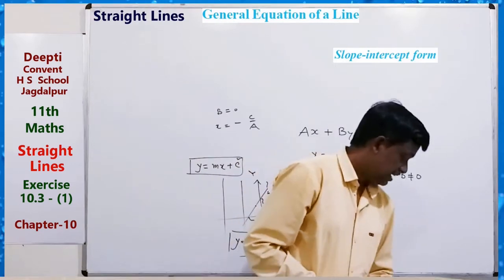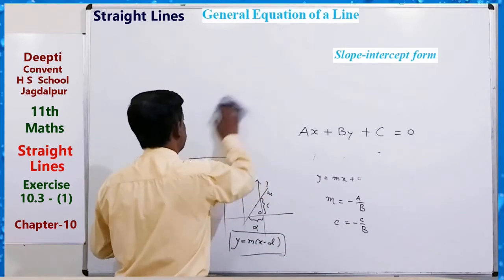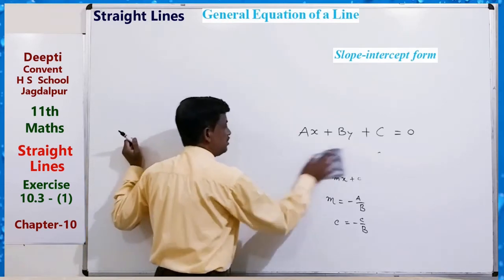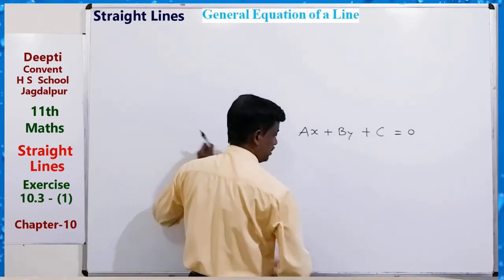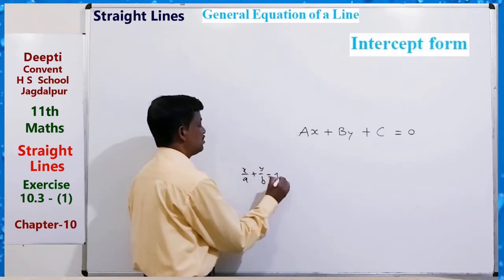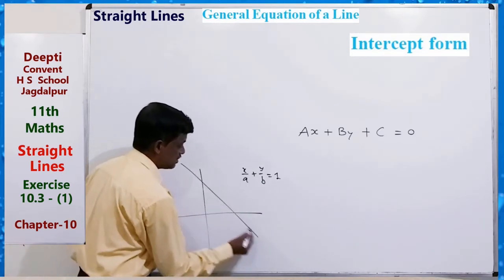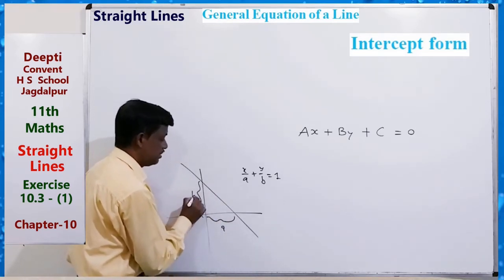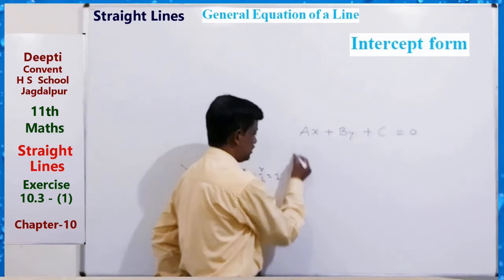Now, intercept form. We can also convert this to the intercept form. What do we know as the intercept form? If the x intercept is a and the y intercept is b, then we write the equation of a straight line as x by a plus y by b equals 1. This is our intercept form. If a straight line has intercepts a and b, then we write the straight line like this. So we can convert it.